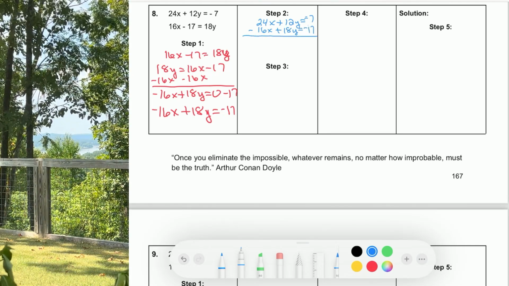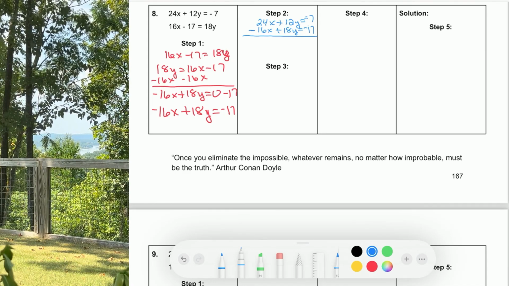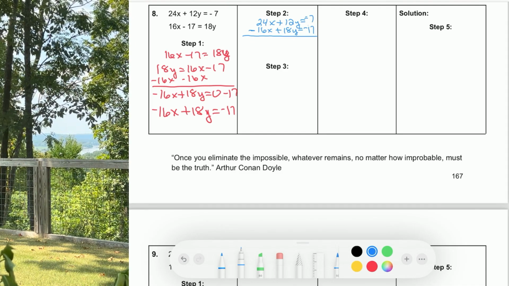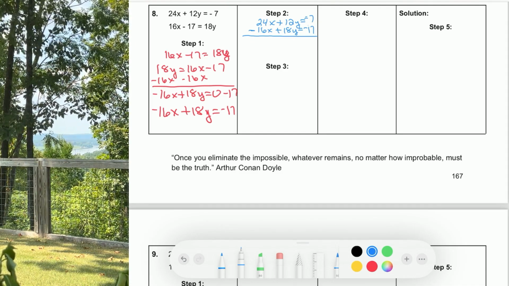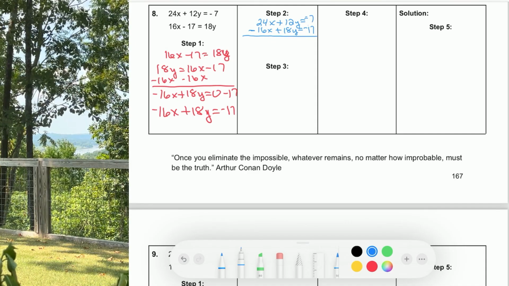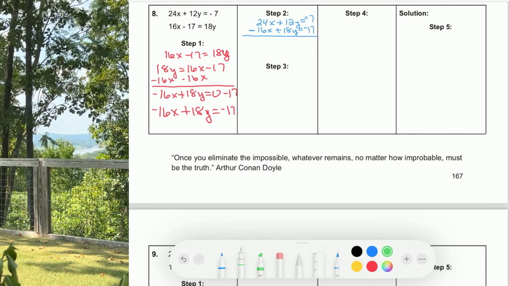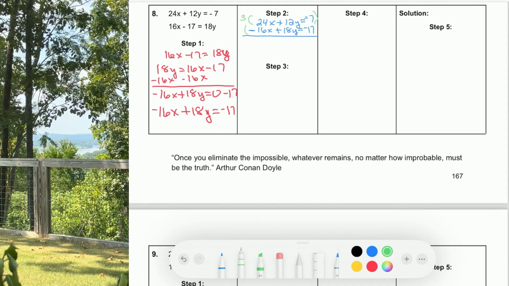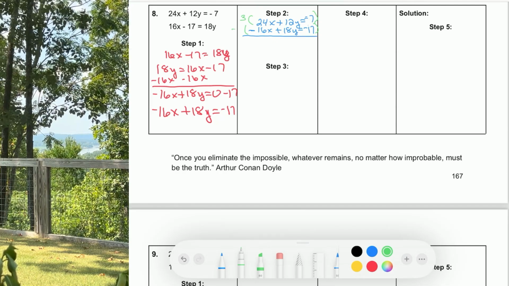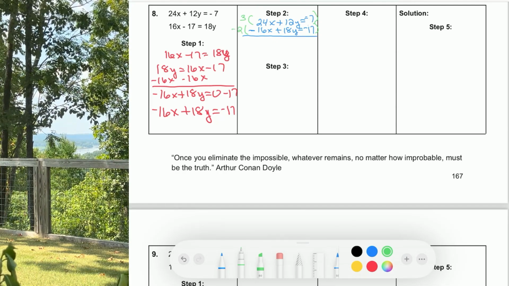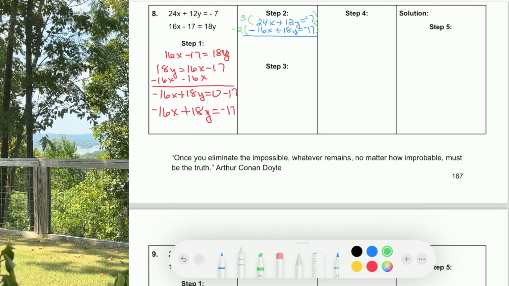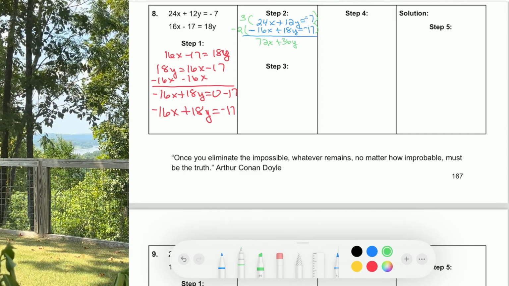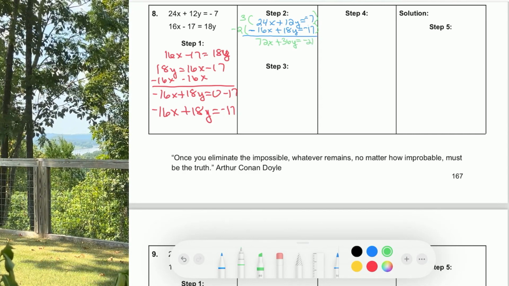I need to figure out what I'm going to multiply my equations by. I think I'll get rid of my y's. I can use smaller numbers to get rid of those, multiplying through. So let's see here. I'm going to multiply by 3 and 2, I believe. So I'm going to multiply my top by 3, my bottom by 2, or actually a negative 2, because I need them to be opposites from each other. So my top one becomes 72x plus 36y equals negative 21.